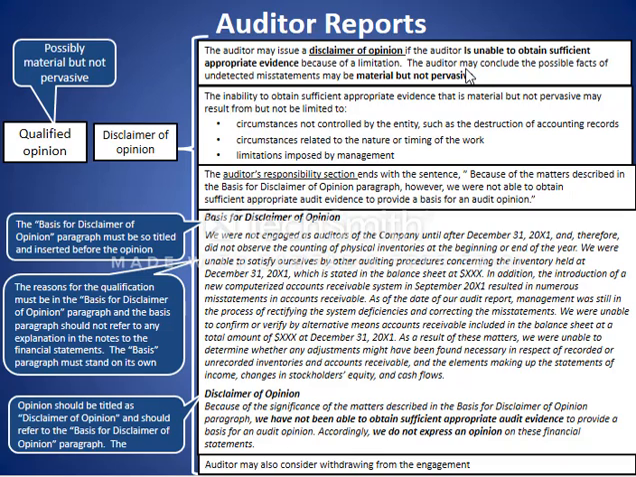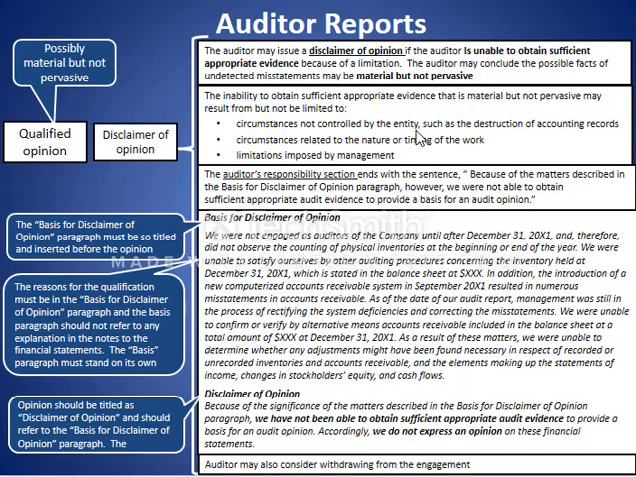However, the auditor may conclude the possible effects of undetected misstatements may be material but not pervasive. When I say the auditor may conclude, maybe a better way of saying it is the auditor has the impression, but can't form an opinion, that possibly there could be undetected misstatements that may be material but not pervasive.